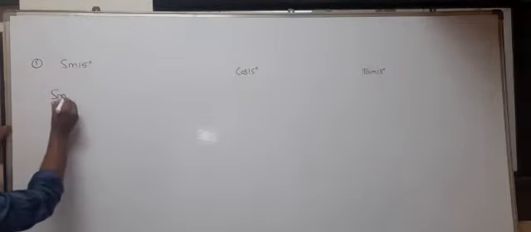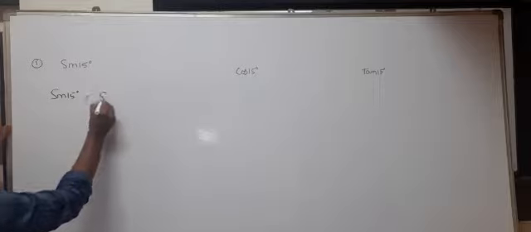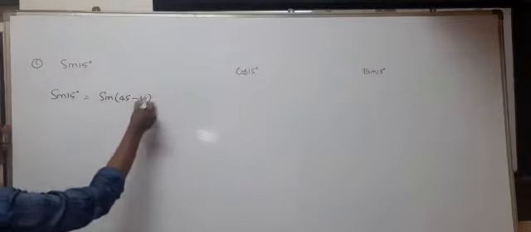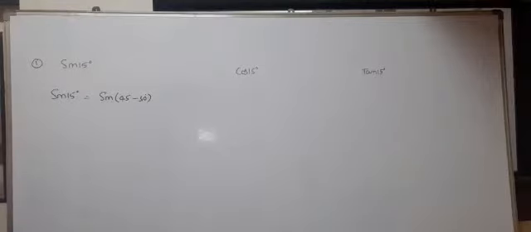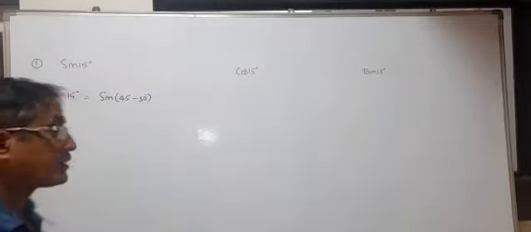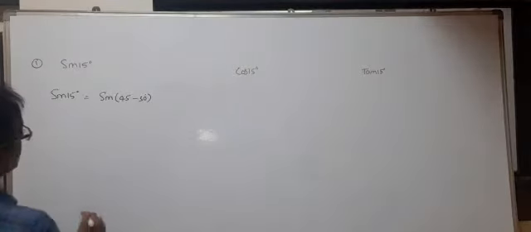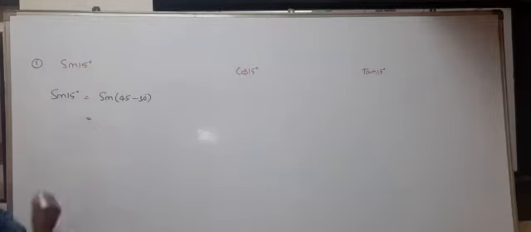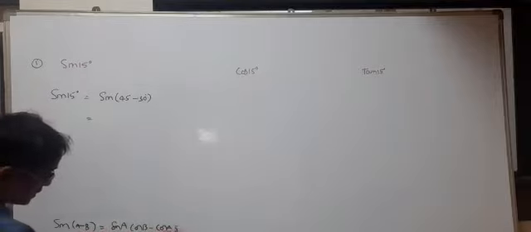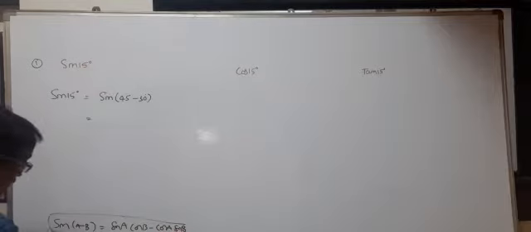Now sine 15 degrees can be written as sine of 45 minus 30 degrees as a compound angle. Now you know the formula of sine A minus B. Sine A minus B is sin A cos B minus cos A sin B. That is the formula of sin A minus B.